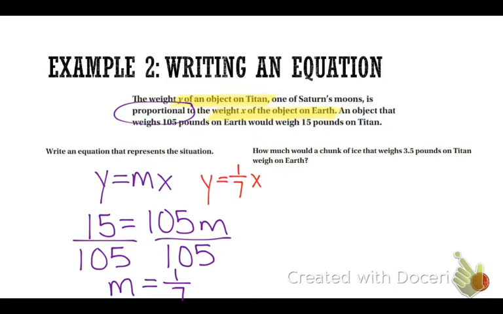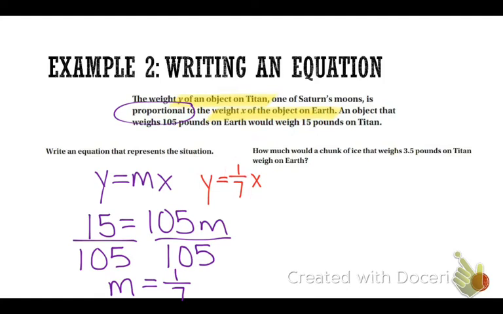Now I'm going to flip it around. What if the weight on Titan was 3 pounds? It would be 21 on Earth. You multiply it by 7. Do you see how it can go both ways? What if the weight on Titan was 10 pounds? It would be 70 pounds on Earth. So this rate can go both ways.